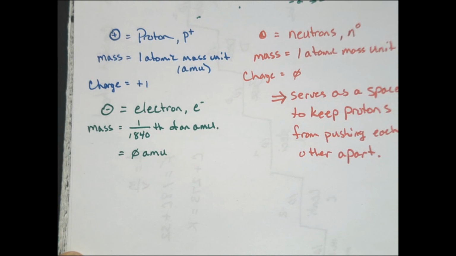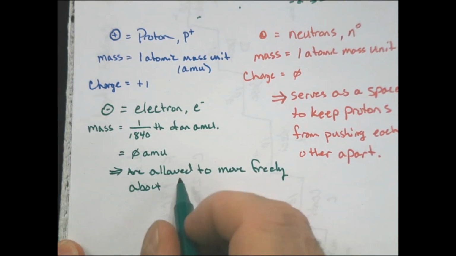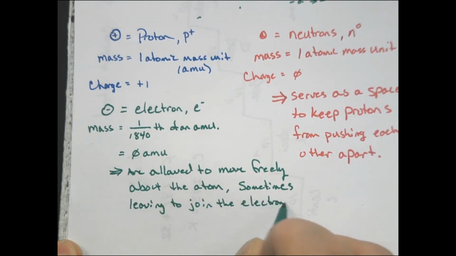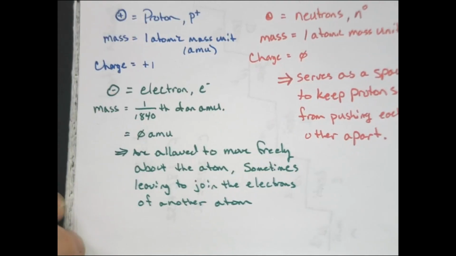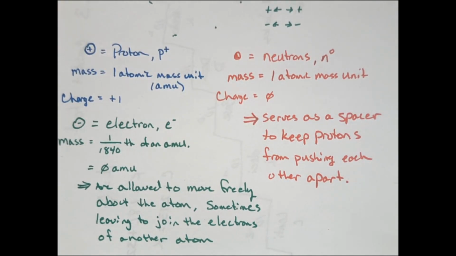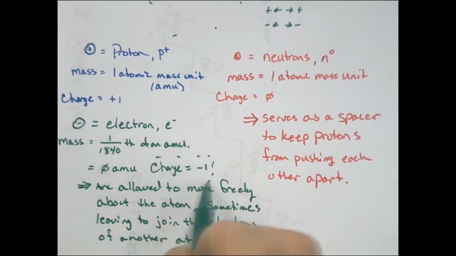Electrons are allowed to move freely about the atom, and sometimes they leave the atom to join the electrons of another atom. Okay, this is the process by which we make ions. We'll talk about ions a little bit later. But electrons can leave. They're free to go. Those are the particles in our atom. We have protons, we have neutrons, we have an electron. Protons have a +1 charge, neutrons have a 0 charge, and electrons have a -1 charge.